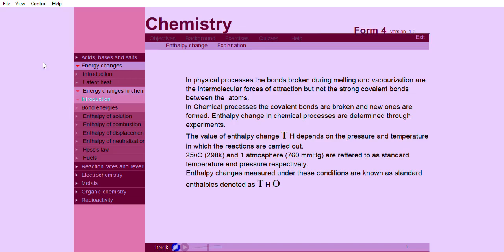Enthalpy changes in chemical processes are determined through experiments. The value of enthalpy change, ΔH, depends on the pressure and temperature at which the reactions are carried out. 250 or 298 Kelvin and 1 atmosphere are referred to as standard temperature and pressure respectively. Enthalpy changes measured under these conditions are known as standard enthalpies, denoted as ΔH°.